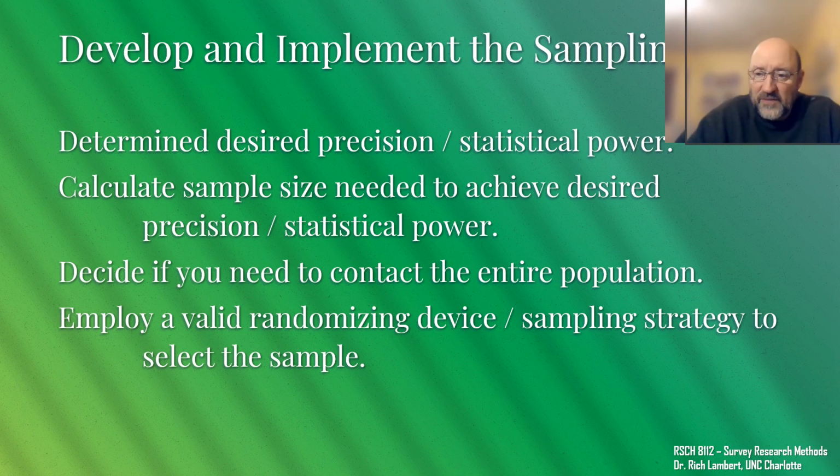So of course all this comes down to, though, in the end, do you want to contact the entire population, or do you want to use some kind of valid randomizing device and sampling strategy to select a sample? And we'll get into more of the details of which might be better and what are the advantages and disadvantages of both.